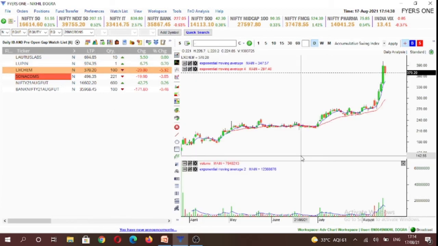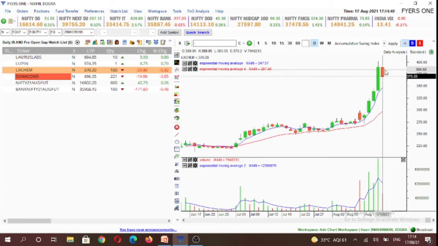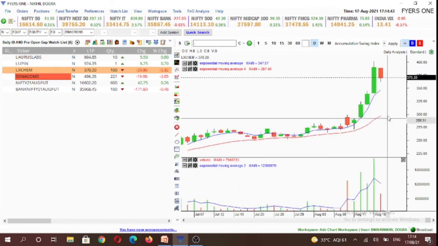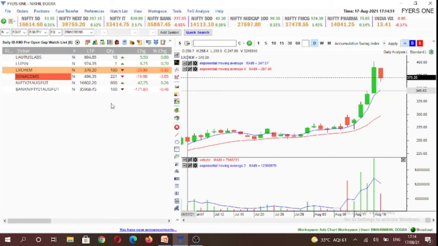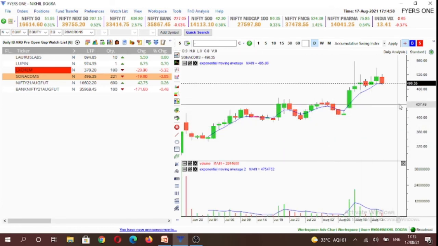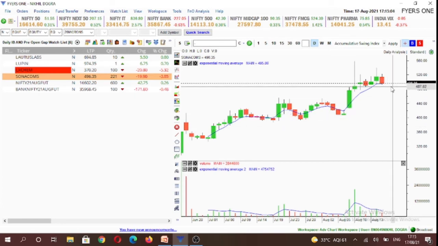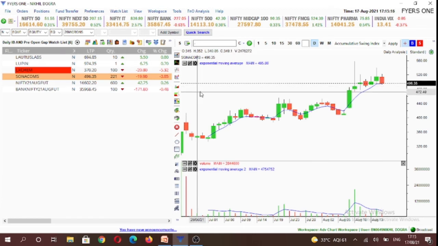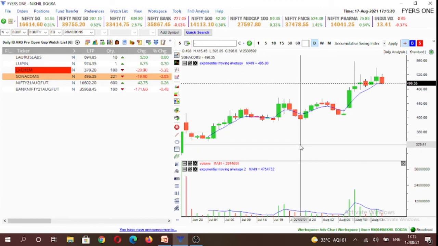And our third stock is LX Chem. It is in an uptrend based on 5 and 20-day exponential moving averages, so we'll look for buying opportunity above 390 levels, and aggressive traders can also look for selling opportunity below 363 levels. And our final stock for tomorrow is Sonacom. It's basically at its 5-day exponential moving average, and it formed an inside candlestick pattern, so we'll look for selling opportunity below 493.9 level, and aggressive traders can also look for buying opportunity above 523.9 levels in Sonacom.